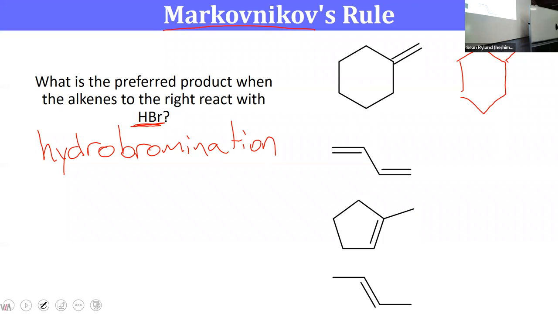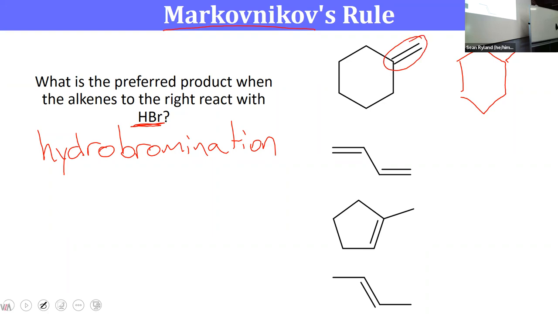And what's the net result of doing these addition reactions? What are we really doing overall? Skip the intermediate part. What's the net result? What do you start with? What do you end with? You end up with a brominated alkane and you start from an alkene, right? So for these addition reactions, we're always starting from an alkene.